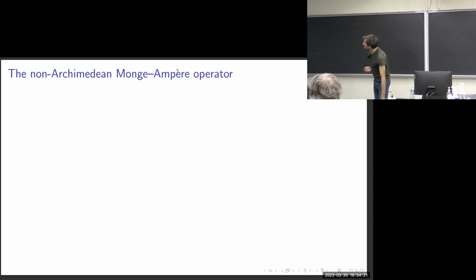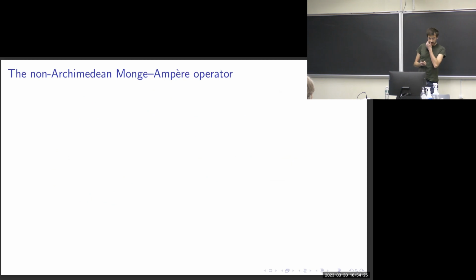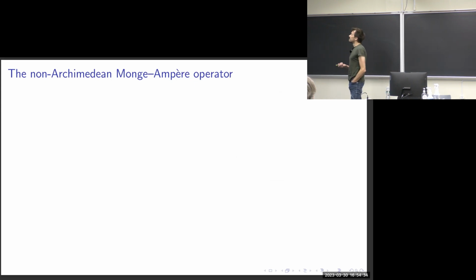And now we are going to mimic the definitions we know in the complex situation, to export them or draw some kind of analogy in this non-Archimedean space that we just saw. So we first want to define Monge-Ampère measures, to attach Monge-Ampère measures to the PL functions that we've just defined.